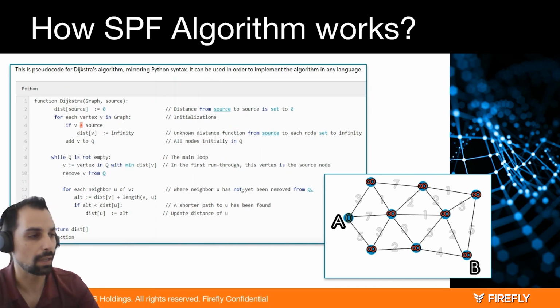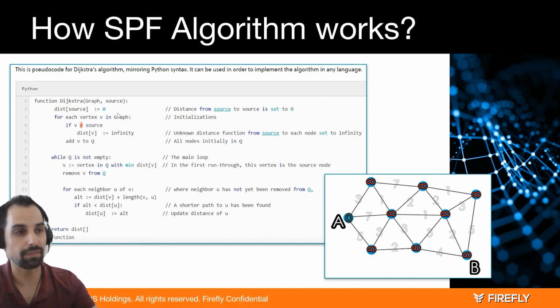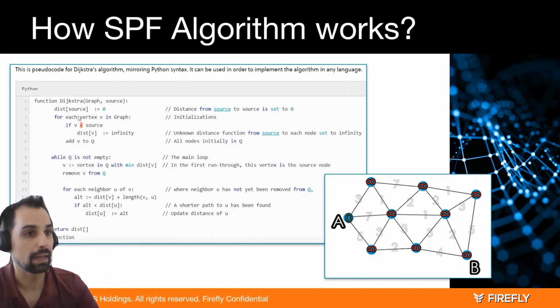What the algorithm is going to do is step on, first of all, in this case A. It's going to say that the distance to the source where I'm starting is going to be 0, and that the distance to each of the rest of the nodes at the beginning is going to be infinite. That's what this first for loop does.